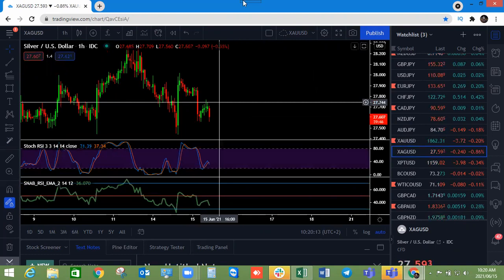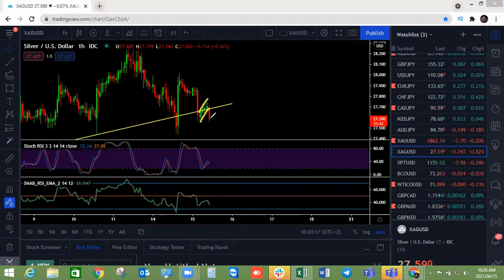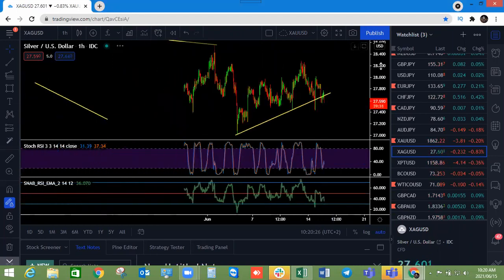Let's have a look at silver. And silver is giving a 1 hour setup, not necessarily a trade setup, but just for direction, we're going to see a little bit more downside. This is where we got that from. So silver and gold not ready for a push to the upside.